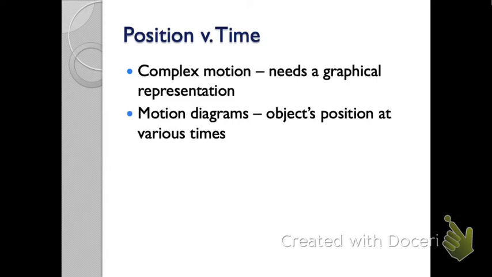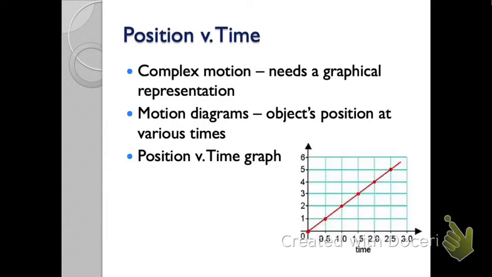Okay? So we've used motion diagrams before to help us show that it's going forward, it's going backward, whatever. But now we're going to use an actual graph to help us do this. And the first one we're going to study is called a position versus time graph. We're going to look at two types of graphs. One of them is position versus time. The other one is velocity versus time. So today we're going to start with position versus time graphs.